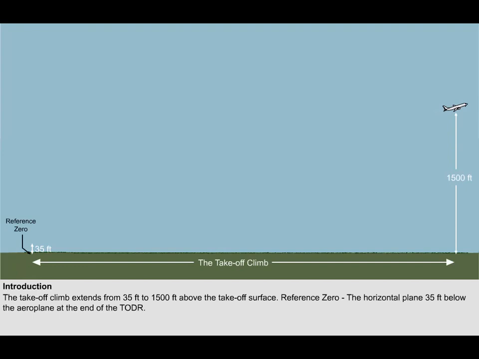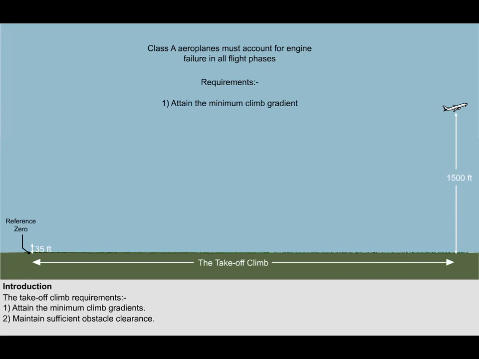There are two main requirements that must be met within the takeoff climb, and these requirements are based upon an engine failure occurring at VEF. Remember that performance of Class A aeroplanes must account for engine failure in all flight phases. The first requirement is that the aeroplane must be able to achieve the minimum climb gradients, and secondly, the aeroplane must be able to maintain sufficient obstacle clearance. Remember that the climb gradient requirements are air-based gradients, and the obstacle clearance requirements use ground-based gradients.